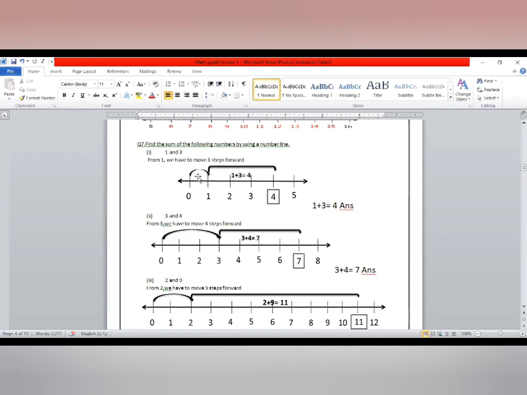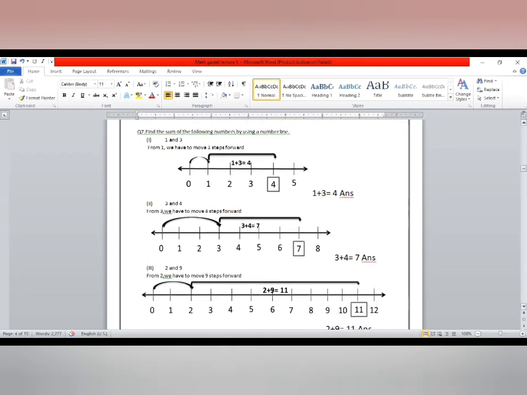So you will first show the 1 from 0 to 1. And after 1, how many steps? 3. 1, 2, 3. The answer is 4. And the same way, here 1 plus 3 equal to 4. Here also 1 plus 3 equal to 4. Dear student, here is the 3 and 4. From 3, we have to move 4 steps. First, we will mention the 3 from 0 to 3, and then four steps: 1, 2, 3, 4. At the fourth step, we get the answer 7. And that's why 3 plus 4 is equal to 7.